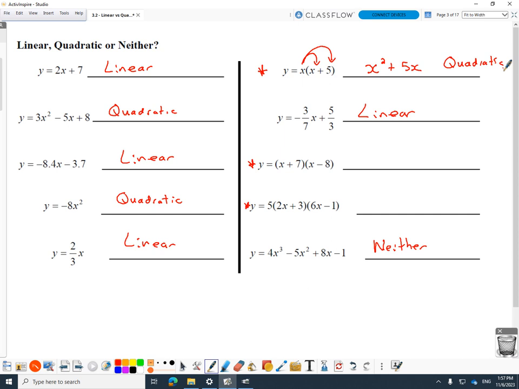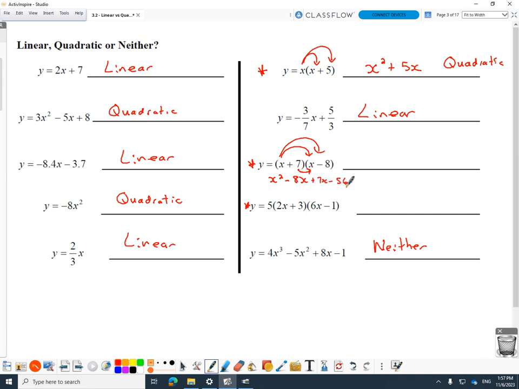Right, so if I go x times x, I'm going to get x squared. So if I've got two brackets and they both have x in them, that's going to come out to x squared, and I'm going to get a quadratic. But I'll do it. See, if I multiply this out, I get x times x, which is x squared, x times negative 8, which is negative 8x, 7 times x, which is 7x, and then negative 56.